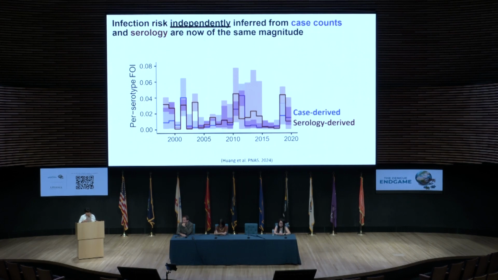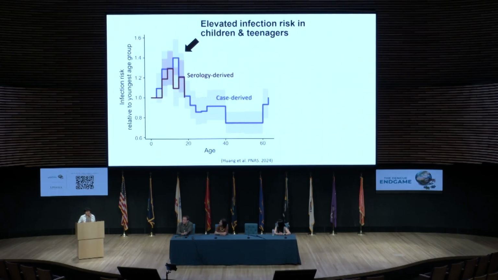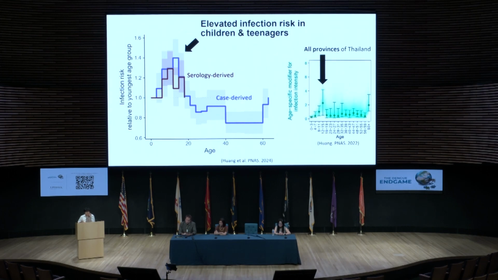What actually showed up, also due to the need to agree between the serological study data streams, is that we also found that there's elevated infection risk in the children and teenagers age group. So we often think that mosquitoes are biting independently, but somehow in this age group there's higher infection risk, at least in Kamphaeng Phet. And not only did we see that, but in a previous study I've also shown through case data that we do see this elevated risk throughout Thailand. And I would love to see whether this holds true in other settings.